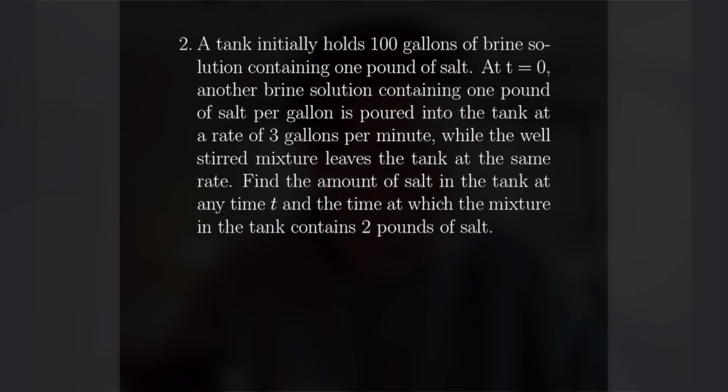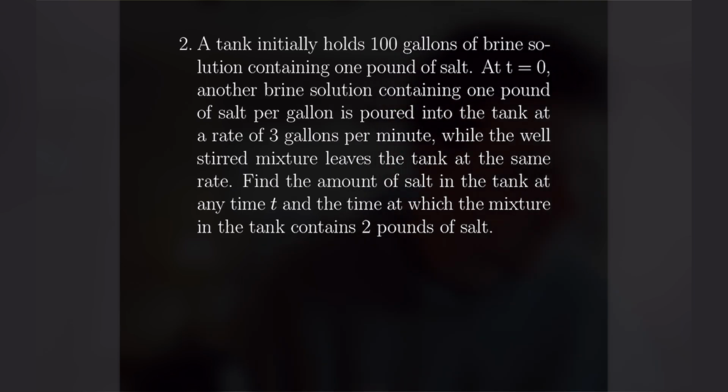So now we have our second example for mixing problems, and our second problem says a tank initially holds 100 gallons of brine solution containing 1 pound of salt. At t equals 0, another brine solution containing 1 pound of salt per gallon is poured into the tank at a rate of 3 gallons per minute, while the well-stirred mixture leaves the tank at the same rate. Find the amount of salt in the tank at any time t and the time at which the mixture in the tank contains 2 pounds of salt.